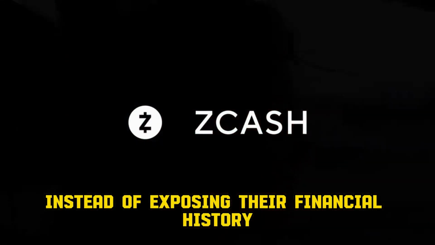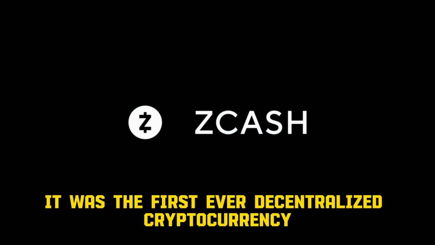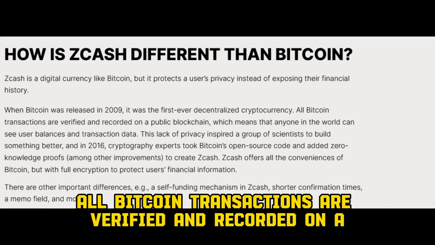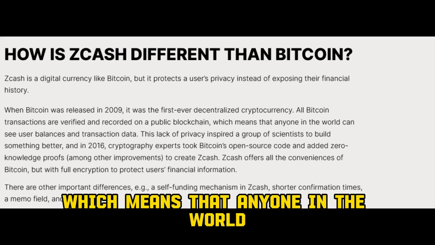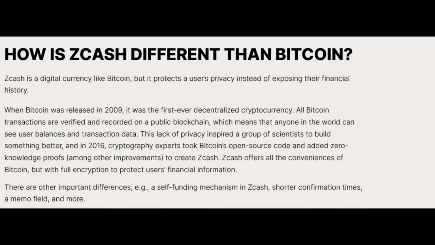financial history. When Bitcoin was released in 2009, it was the first ever decentralized cryptocurrency. All Bitcoin transactions are verified and recorded on a public blockchain, which means that anyone in the world can see user balances and transaction data.